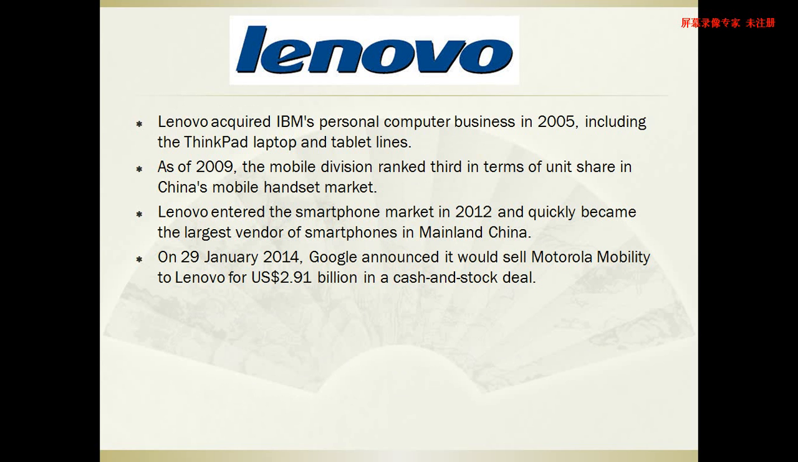And this year, on July 29, Lenovo purchased Motorola Mobility from Google. And the news is that Lenovo has completed the purchase, and after they purchased Motorola, they became the third biggest smartphone producer in the world.